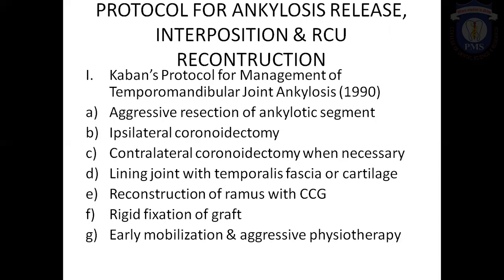Then there is a protocol for TMJ ankylosis treatment which was put forward by Kaban in the year 1990. According to Kaban's protocol, which is an important protocol, one is aggressive resection of the ankylotic segment. Then ipsilateral coronoidectomy, that is coronoidectomy done on one side. Then check for the mouth opening. And if there is no adequate mouth opening, then contralateral coronoidectomy is done if necessary.